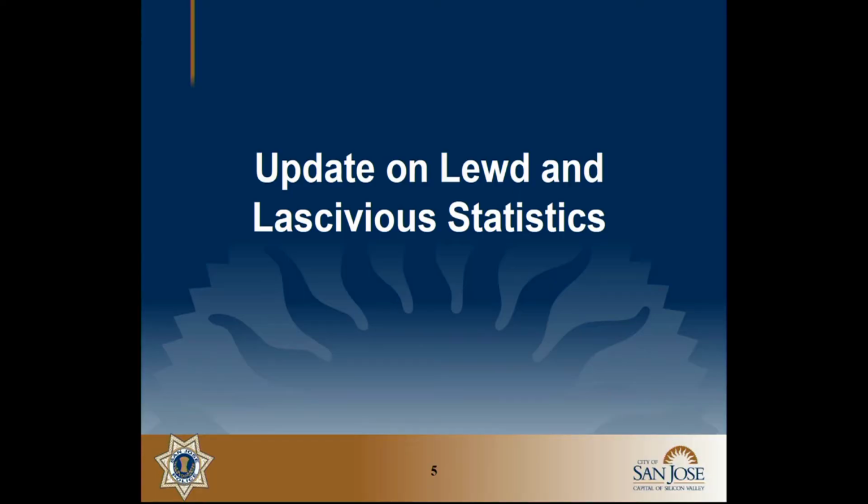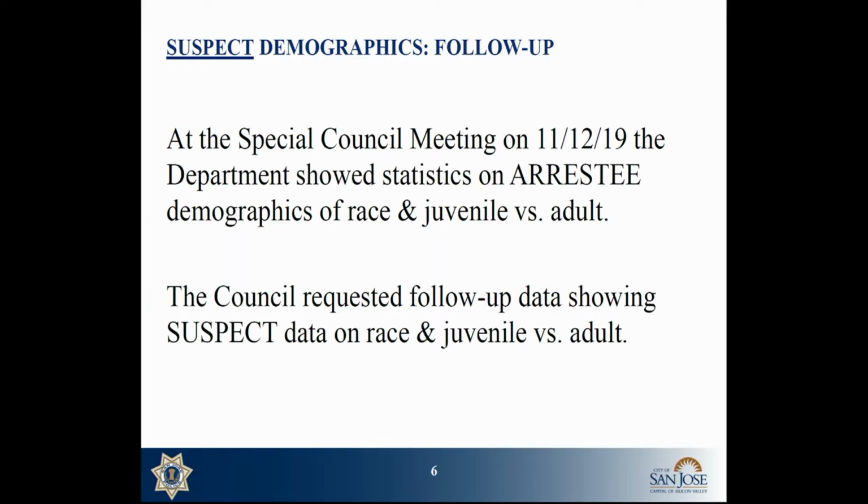So I'm going to move forward on to a discussion of some statistics that were asked for last week. On the 12th, the department showed some statistics discussing arrestee demographics with regards to the arrestee's race and a breakdown of adult versus juvenile arrestees. The council asked us if we could come back and also show the suspect data.